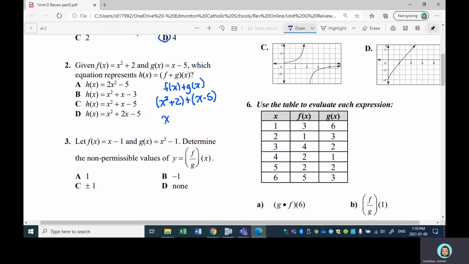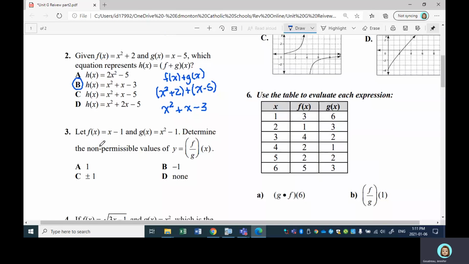In this case, we would have x squared, a positive 2 and a negative 5, which is -3, and we have a positive x. So x squared plus x minus 3. So our answer here would be B. Very straightforward. Put the two functions together, collect like terms. Even if we had trig functions or log functions, it'd be the same thing. We would just add them together and then simplify.